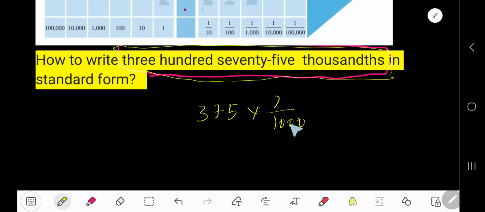Thousandths means 1 over 1000. Before that we have 375. Now multiply. Out of 1000 equal parts we are considering 375.